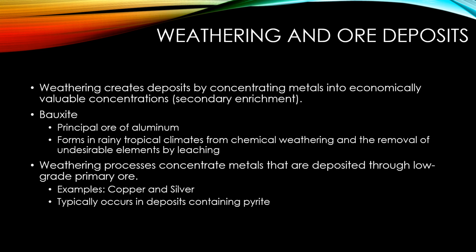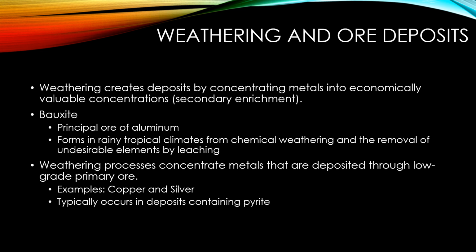A couple examples of this are the rock bauxite, which is a principal ore of aluminum, and often forms in rainy tropical climates from chemical weathering and the removal of undesirable elements from the soil by leaching. And so this is an instance where you actually have an ore of aluminum being formed by weathering and by leaching, forming more concentrated deposits of that resource.